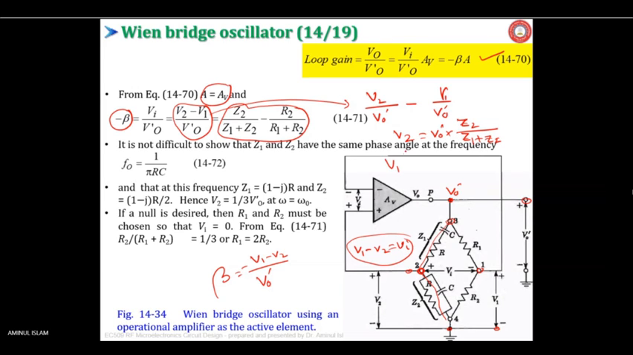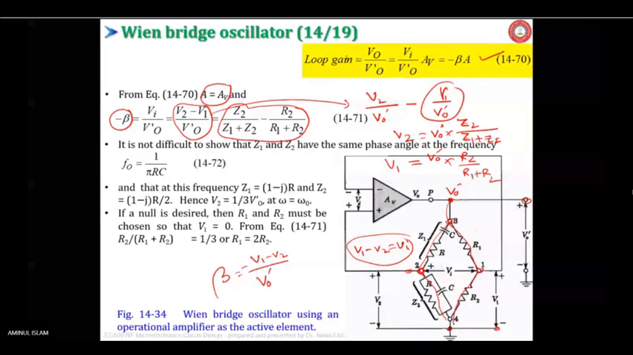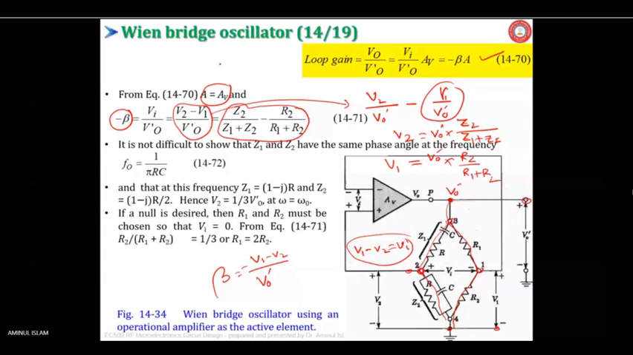So V1 can be written similarly. If you think of this part, V1 is what? Again, VO prime into R2 divided by R1 plus R2, isn't it? Yes, Pratham? Yes, sir. Think this one. So it's a simple voltage divider.